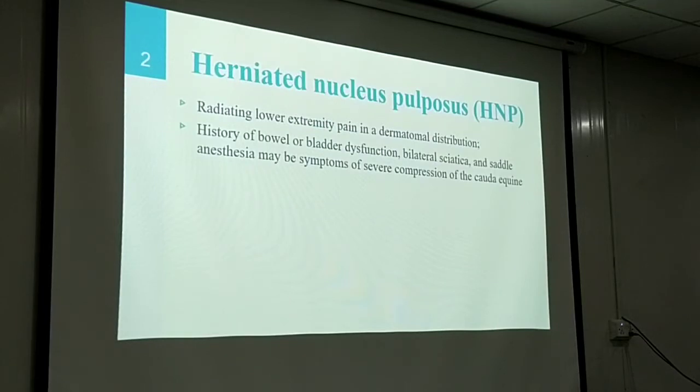Radiating lower extremity pain in a bilateral distribution, history of bowel or bladder dysfunction, bilateral sciatica, and severe anesthesia may be symptoms of severe compression of the cauda equina. Patients presenting with all these symptoms, bowel and bladder dysfunctions. These are the red flag signs.